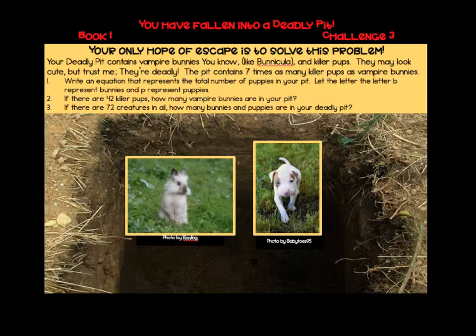So, here we go. I'm going to write B for bunnies, and then equaling P for pups, right? And now I look up at my rule, and it says that there are 7 times as many killer pups as bunnies. So I can just take 7, multiply it by the bunnies, and I will get the killer pups, right? So I'm going to just put 7 in front of this, because anytime you have a number right next to a variable, it means multiply. So 7 times bunnies equals pups. And that's all you needed to do for problem number 1.